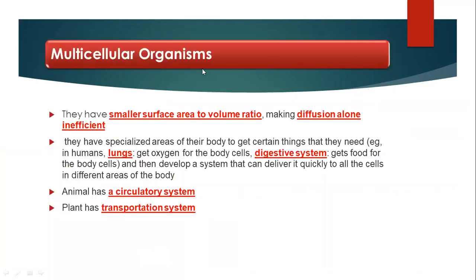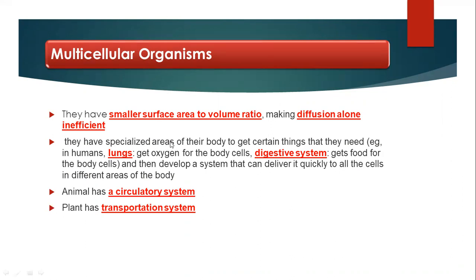So multicellular organisms, they don't have. The unicellular organisms, they have all of these factors that are in favor of diffusion. But multicellular organisms don't have. So they have a smaller surface area to volume ratio, making diffusion alone inefficient. And they have specialized areas in their body instead. So how will the different substances be moving in and out of the cell?